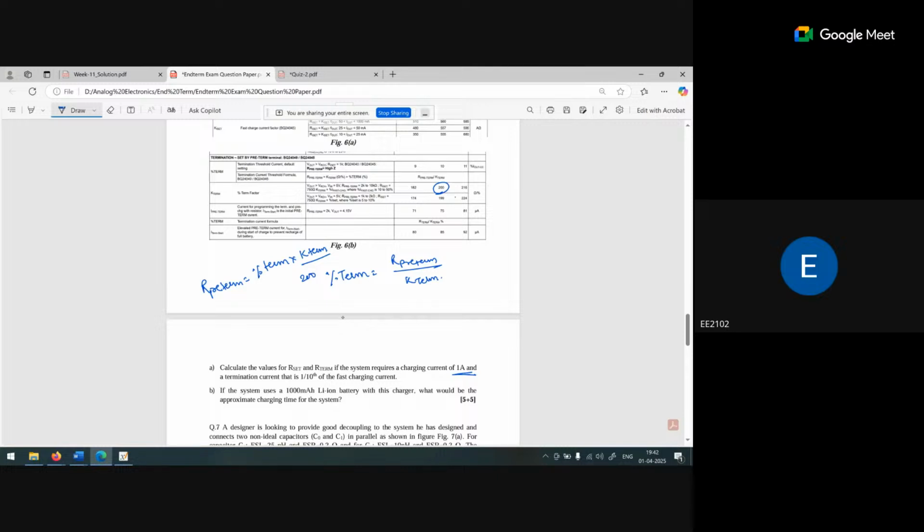Because it is showing fast charging 10 to 50%. If you see the termination current in the question, it is given that the termination current is 1/10. That is 10%. So if it is 10 to 50%, we are taking this value 200. So K term value is 200 multiplied by 10. So that is 2000 or 2 kilo. Okay, so R term is 2 kilo. Clear?